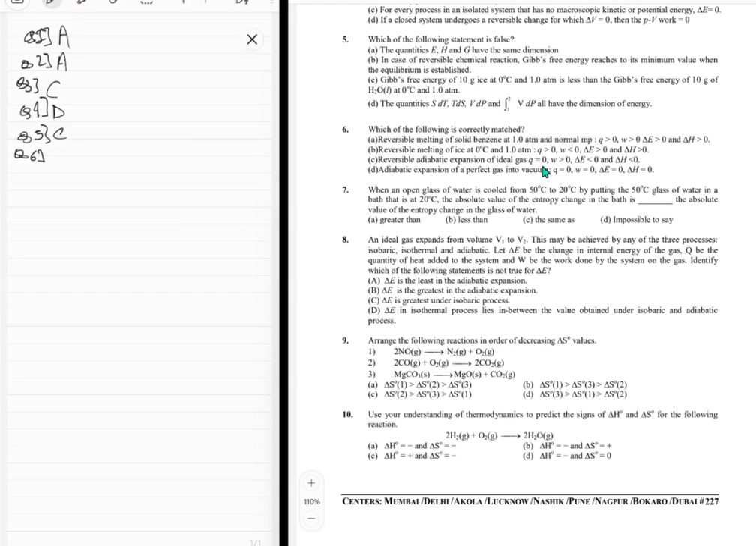Adiabatic. Okay, Q equal to zero. Yes. W, well, it's expansion, so the surrounding is doing negative work on the system. That's why W should be less than zero. So this is definitely incorrectly matched. Delta E less than zero, delta H less than zero is expansion.